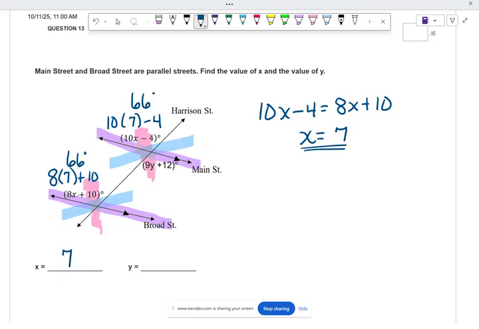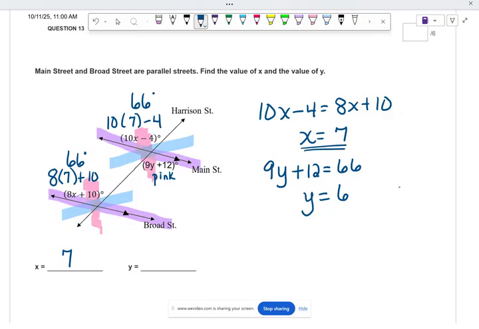Now we look to see what color our Y algebra is on. Y is on pink for me. So it's going to be equal to any other pink. So my equation for y would be 9y plus 12 equals 66. All right, once again, you may solve by hand, but please double check with Desmos. If you solve this, you would get y equals 6.